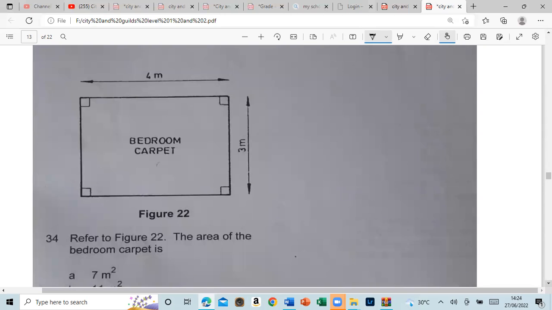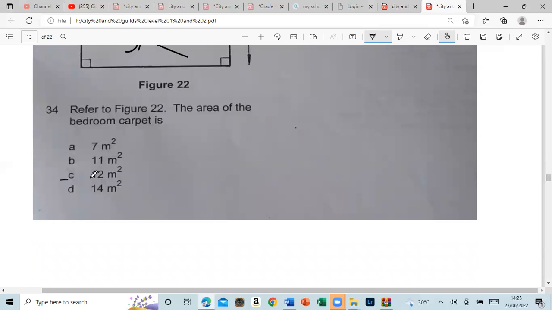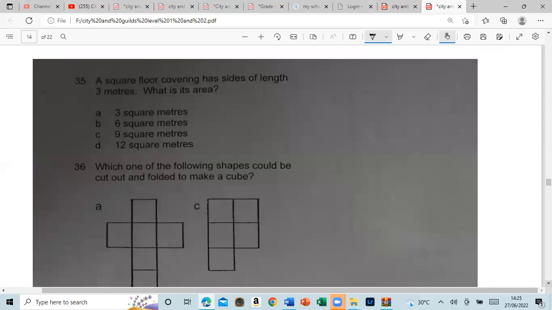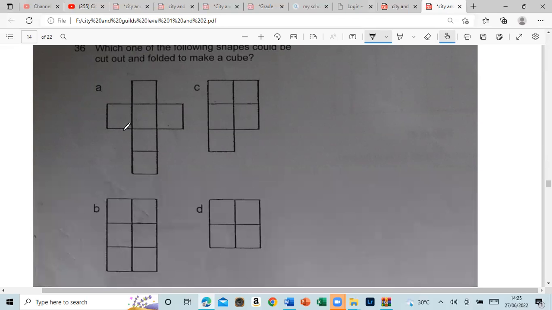For the bedroom carpet, I have a 4 by 3. The area of the bedroom carpet is 3 by 4. That will be 12. A square floor covering has a side of length 3 meters. A square floor covering, right? What is the area? So it's a square floor, so that will be 3 times 3, 9. Which of the following shapes could be cut out and folded into a cube? And that would be A.